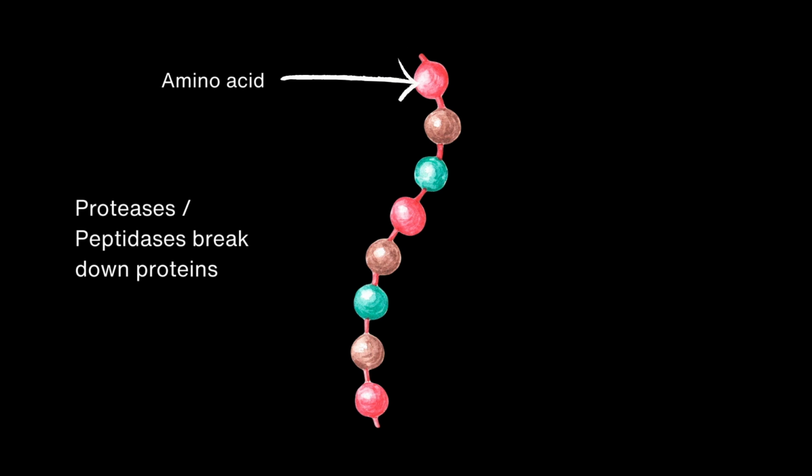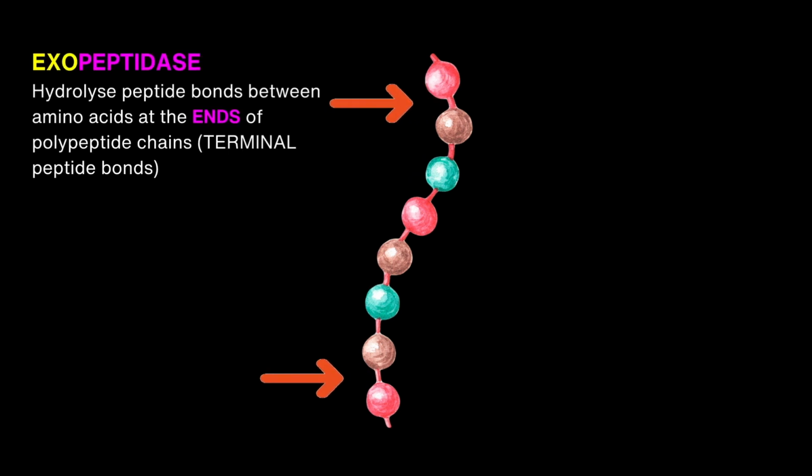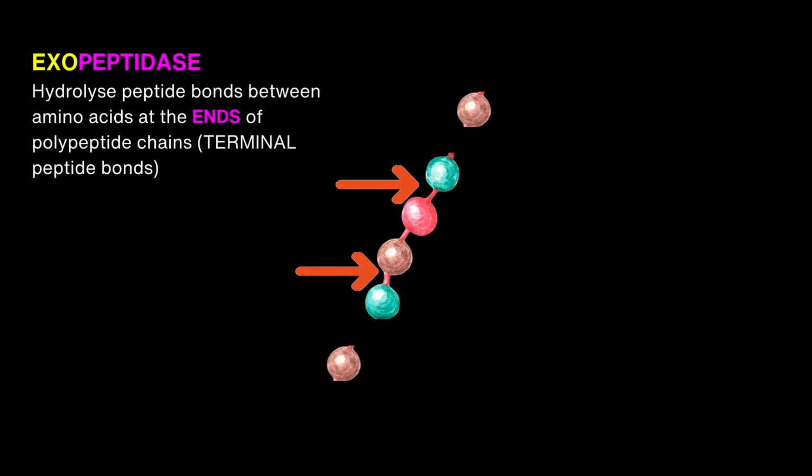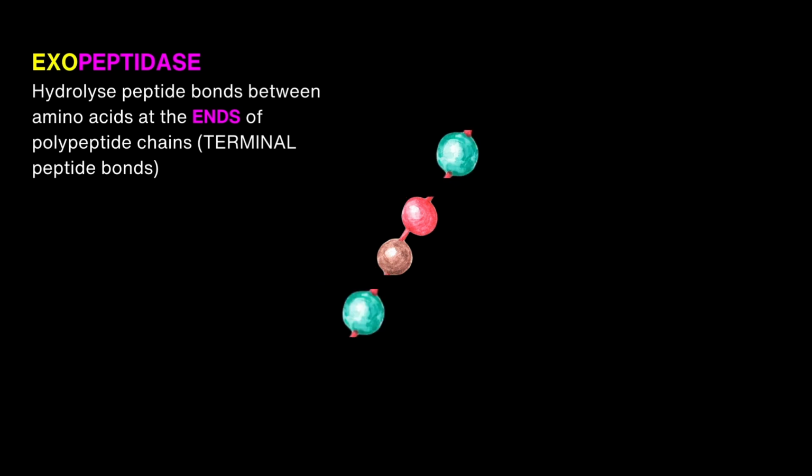There's two key enzymes you need to know about. And the first is exopeptidase, and these hydrolyze or break the peptide bonds between the amino acids at the ends of the polypeptide chains, so terminal peptide bonds. And you can see the arrows pointing here. This continues, so we can see breaking the ends, so the terminal peptide bonds. And you can see it keeps breaking it until it gets much smaller.